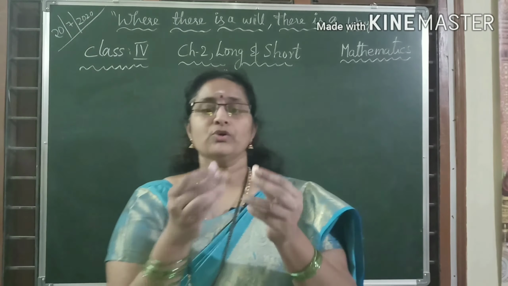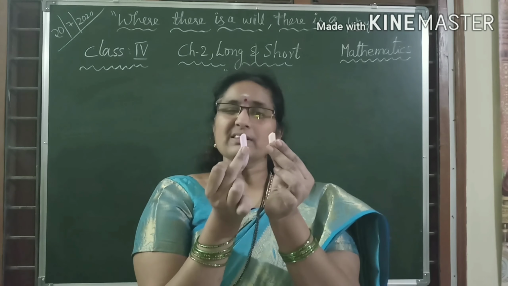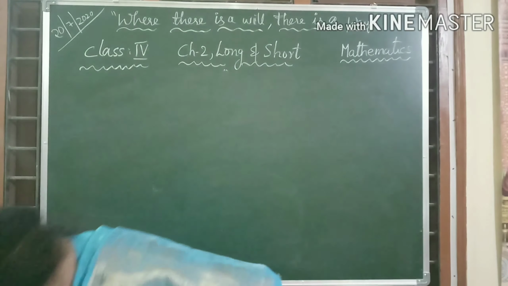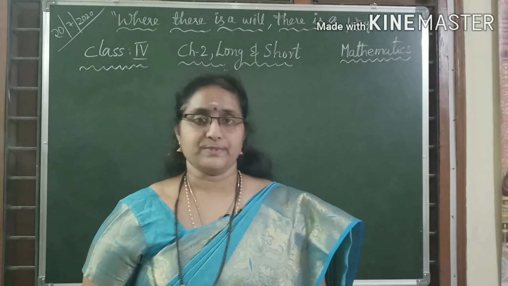Here I have 2 pieces of chalk. In this, which one is long, which one is short? Can you say easily by seeing? There is a little bit of confusion for us. So, to avoid that confusion, what do we have to do? We have to measure these 2 chalks. How will we measure? Yes, by using a scale. By using a scale, we will measure the length of any object.